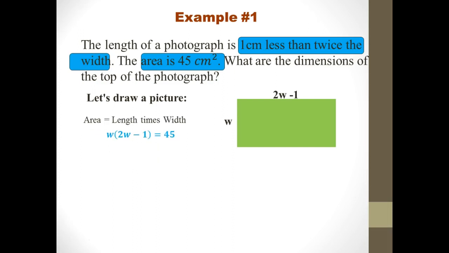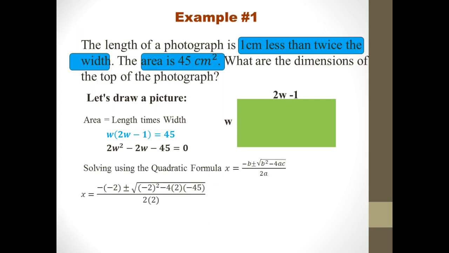Now we're going to set up our quadratic equation. Once we have it written out this way with the length multiplied by the width equal to the area, then we're going to distribute the W across 2W minus 1, and we're going to subtract 45 from both sides so that it's in a form that we recognize, so that we can use the quadratic formula. All right, let's get busy with that. We're going to substitute in our values for A, B, and C. Simplify. We're going to end up with 91 under the radical. 91 can't be simplified anymore under the radical, so we're going to leave it like that.